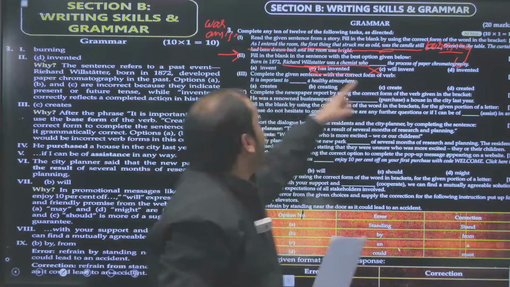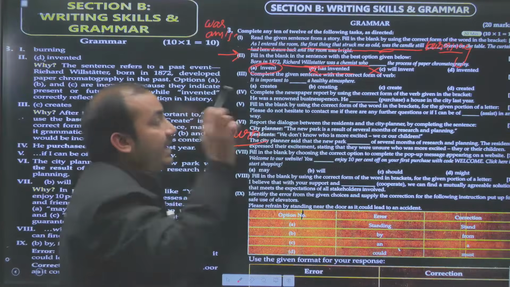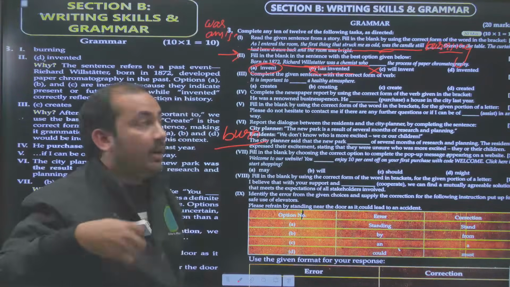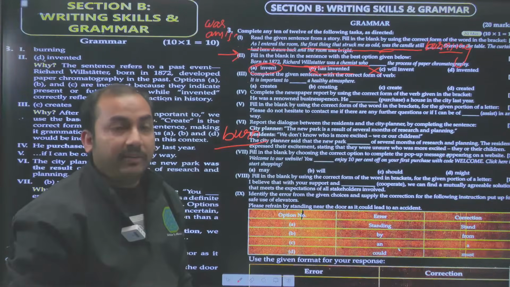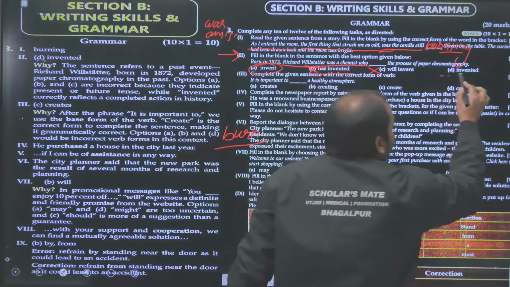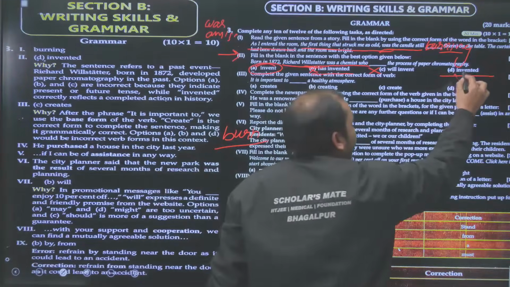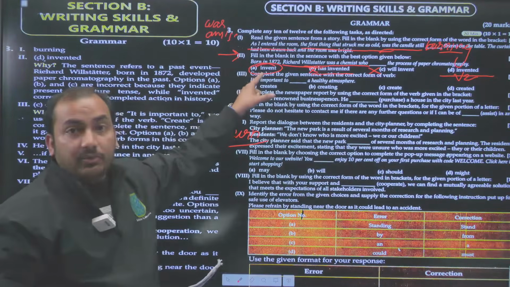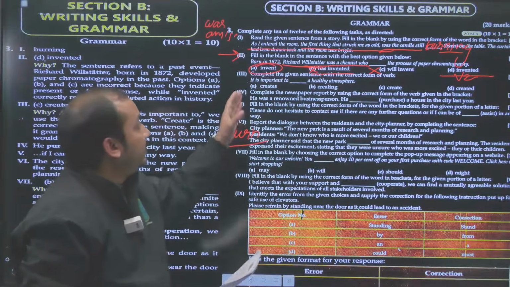We have "invented" and "invent" left. "Invent" is related to the present form. If we write "invent," it means we are talking about things done as a regular activity, but it is not a regular activity. So here we are talking about the word "invented," which is the second form of the verb, V2. So the correct answer for this question is invented. Now move to the next question.